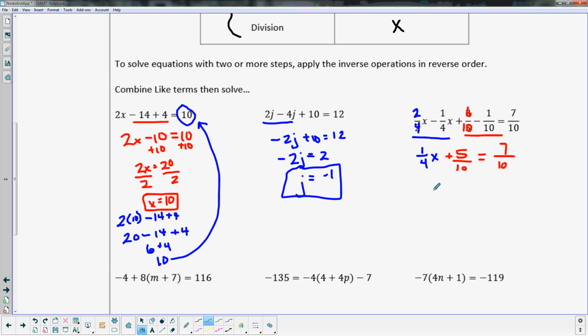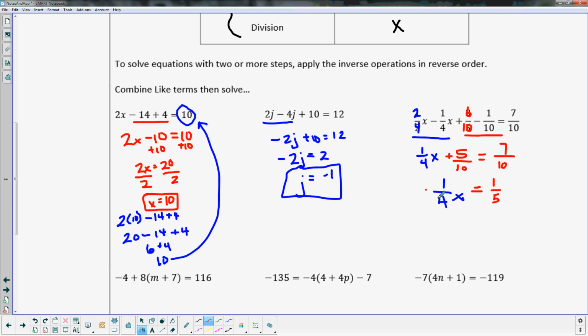Okay, so when I subtract 5/10 from both sides, I get 1/4 x is going to be equal to 2/10. And here, if you wanted to simplify, you could. 2/10 is actually equal to 1/5. So we can do that and make our lives a little bit easier.